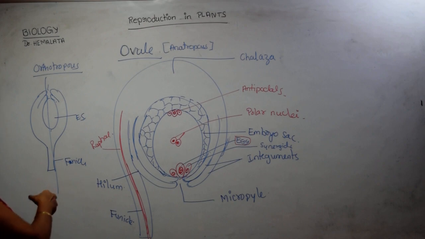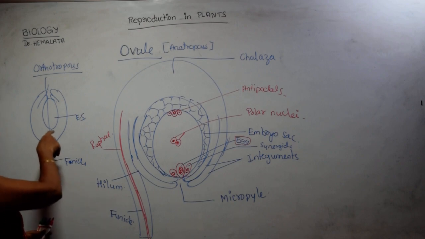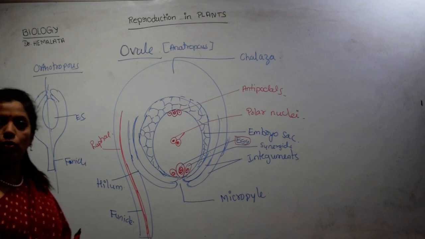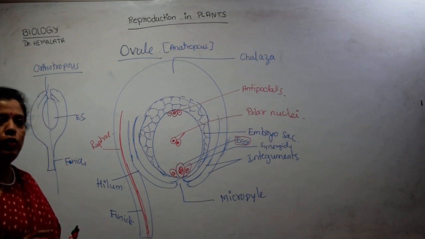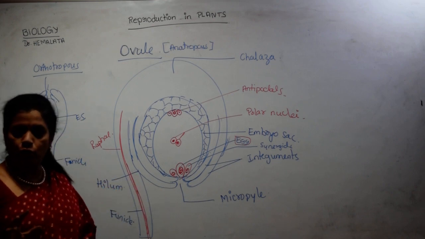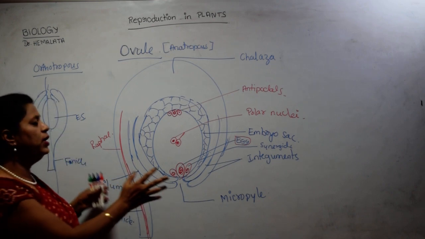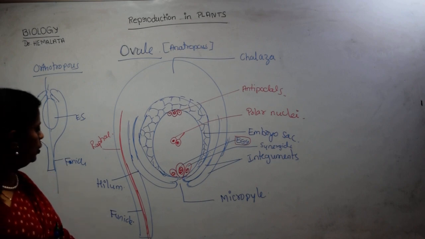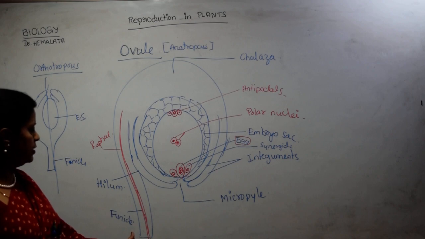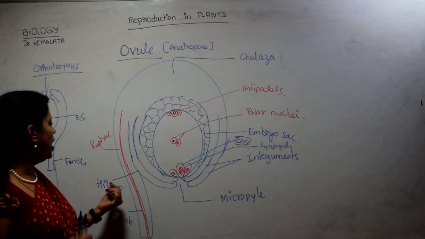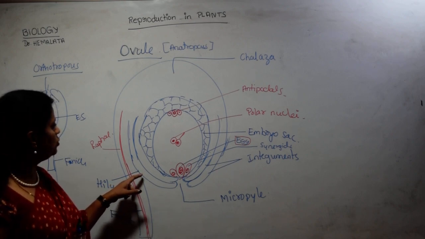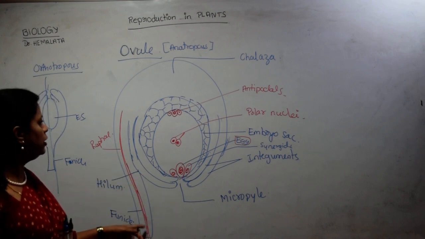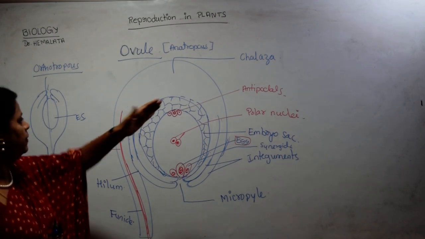What about the orthotropous ovule? The funicle, chalaza and micropyle are in a straight line. It is called the orthotropous ovule. So there are 2 ovules. The most common ovule is the anatropous ovule. Now we have to label the parts and explain the parts. First, the funicle, the stalk of the ovule, is attached to the placenta. Then the hilum is the part of the funicle attached to the body of the embryo sac. Raphe is the conducting tissue entering into the embryo sac.